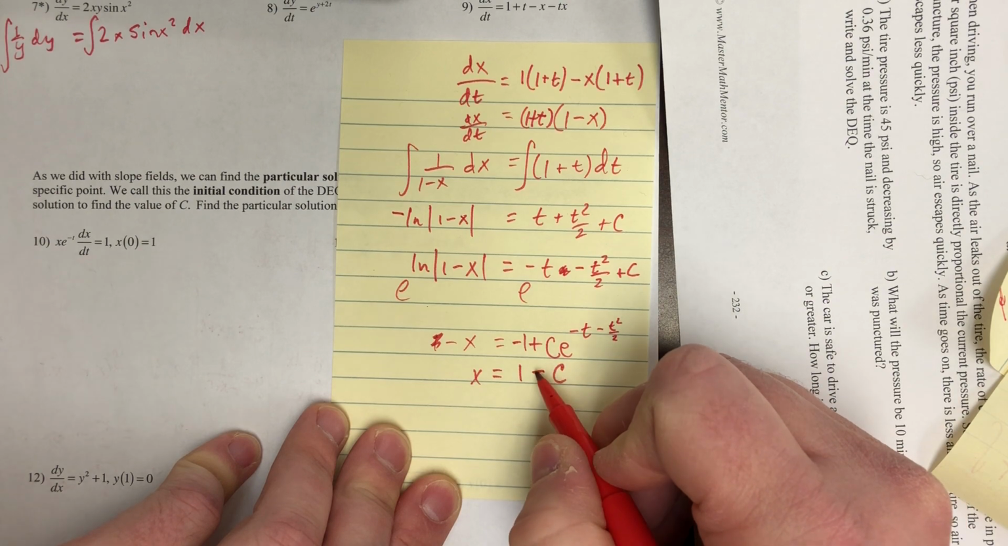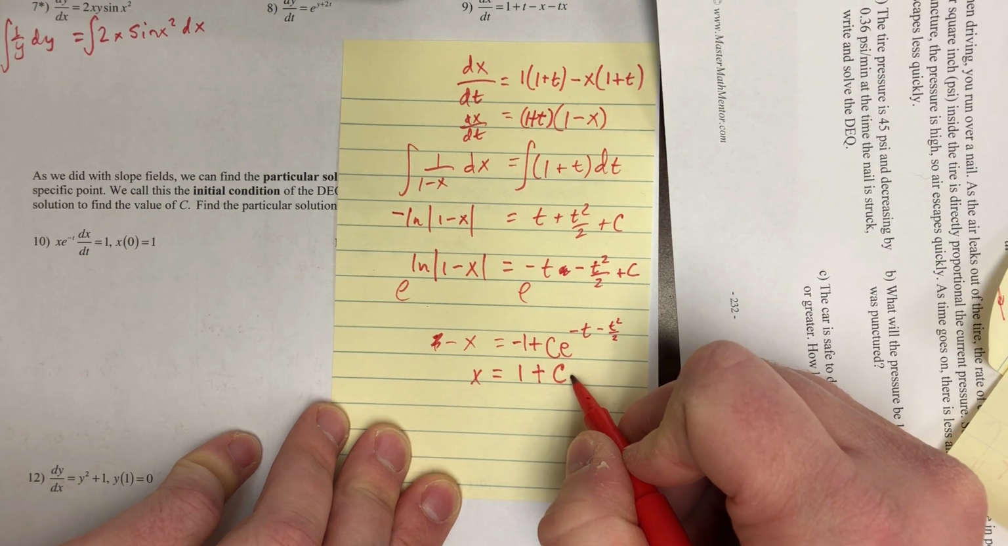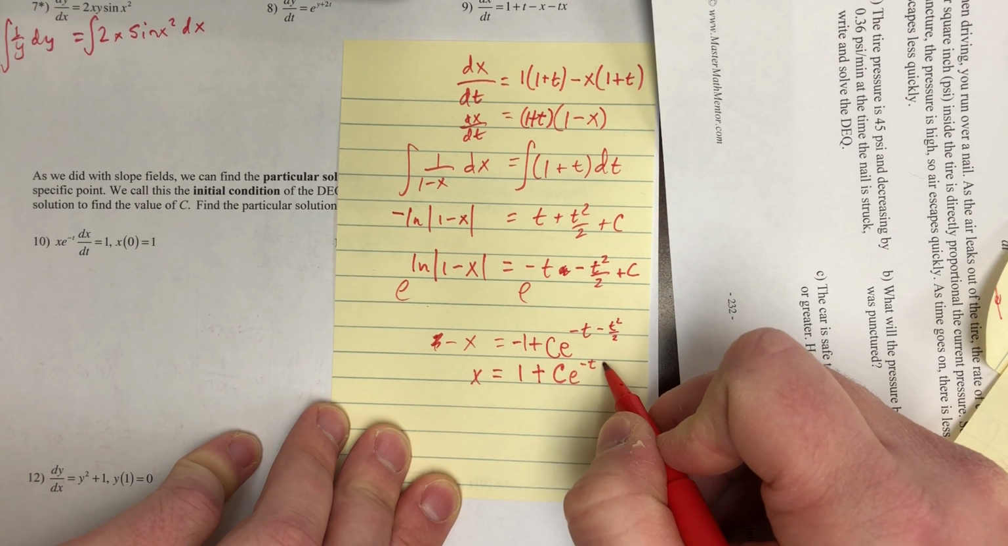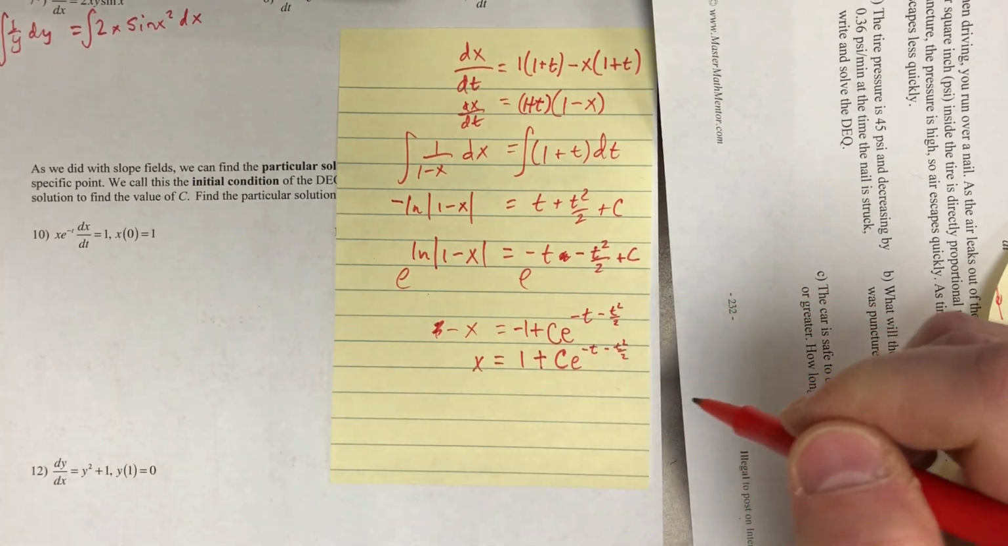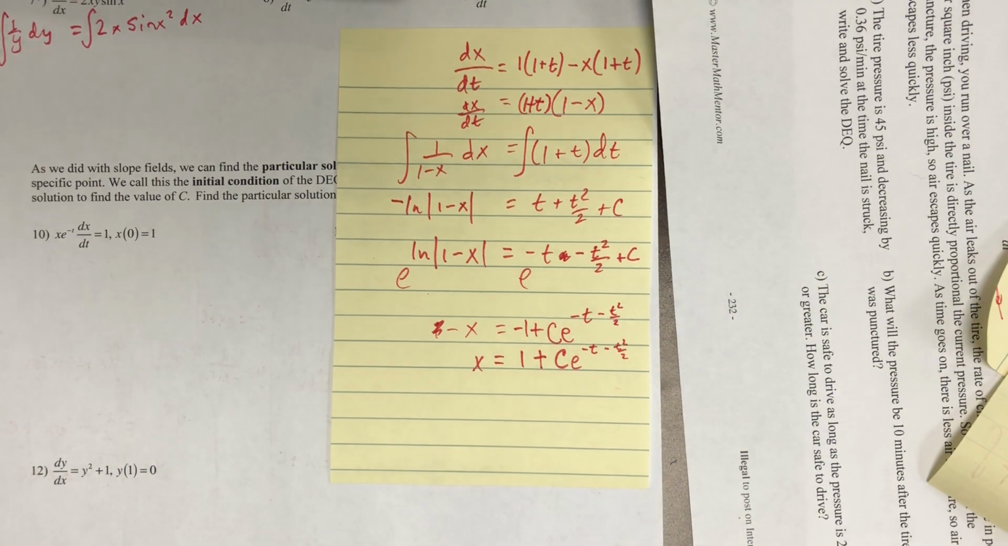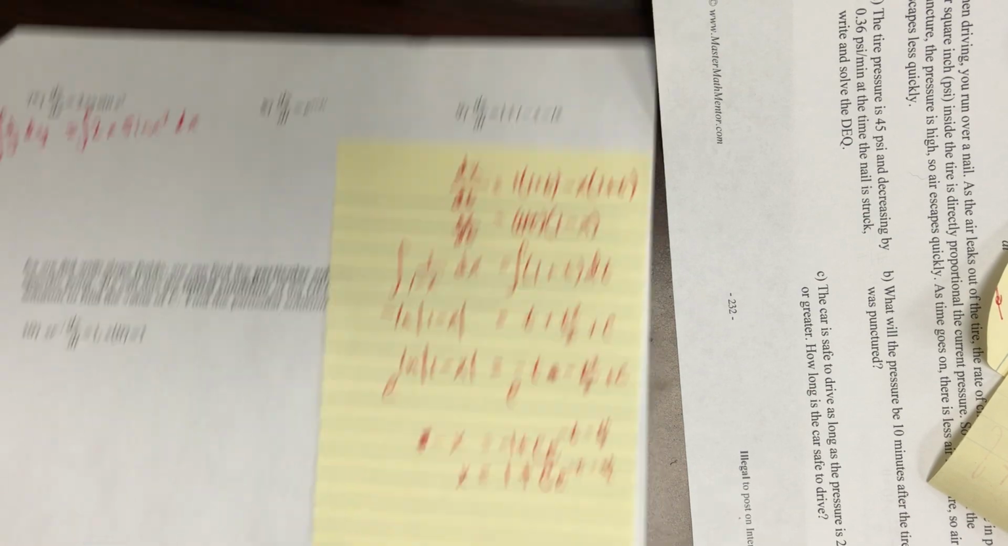You know what? No. 1 plus c e to the negative t minus t squared over 2. So Stu wrote minus c e to the negative. It doesn't matter. You can write either one, because c is some constant. If it's a positive constant, if it's a negative constant, great. Who cares? All right.